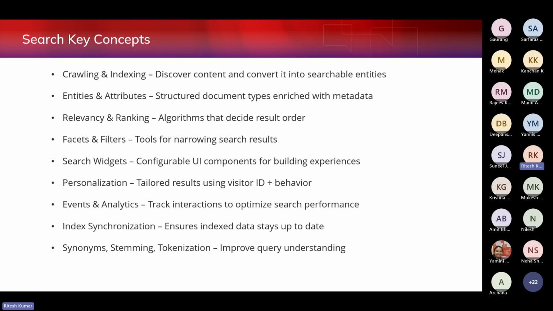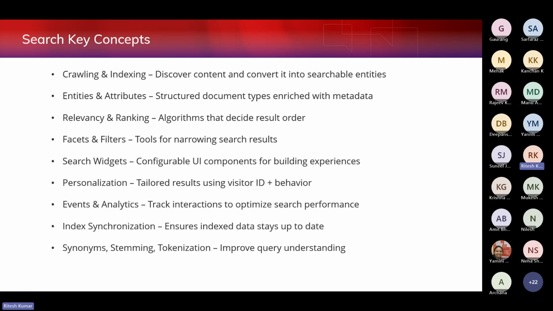Next, entities and attributes. I'm sure you all know an entity as a structured document type, like an article or a product or a blog post, and attributes are the metadata fields attached to it. So you have entities, which are the content type, and the attributes are more around the metadata. For an article, there may be a title, an author, date, category. Those are the attributes of the entity. That's the definition of entities and attributes.